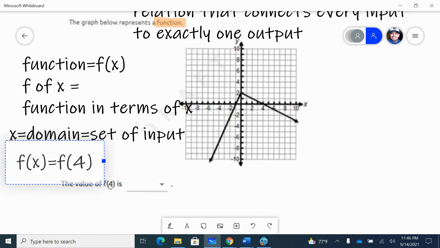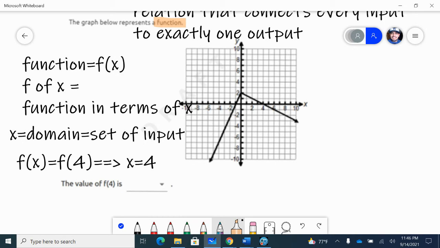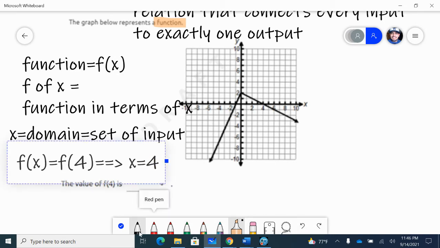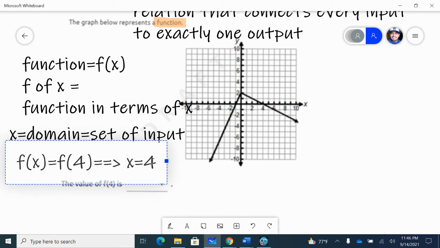What is the value of f of 4? What does this mean? This means nothing more than x is equal to 4. So let's go to my graph. Actually, let me write this again. My apologies. Give me one second. Here, this means find y when x equals 4. That's all they want you to do.